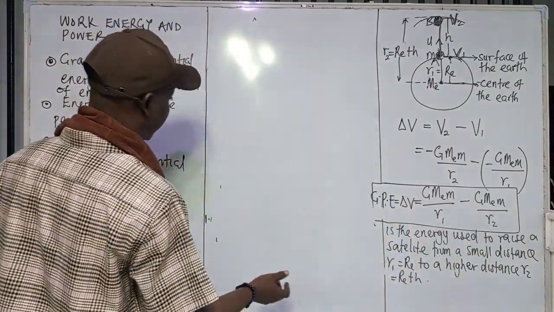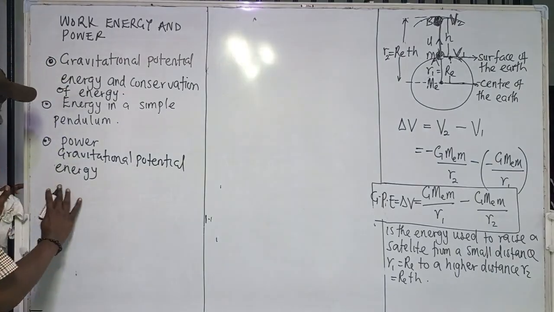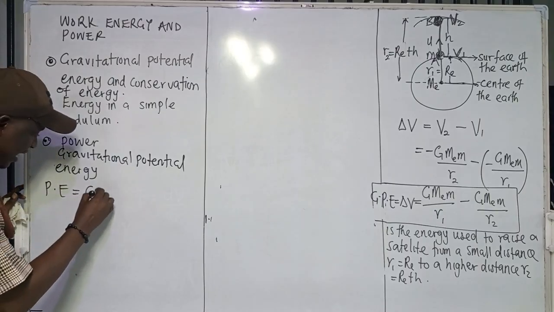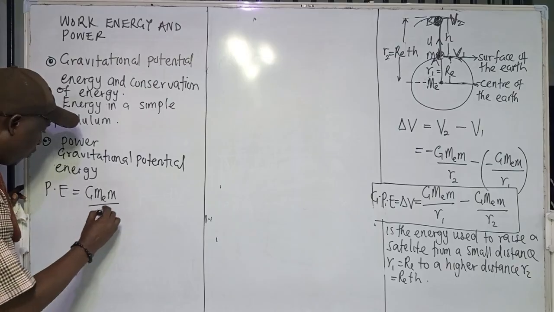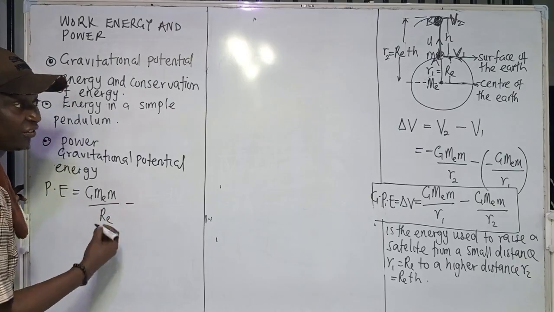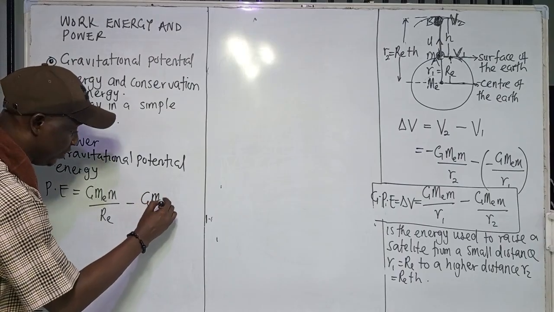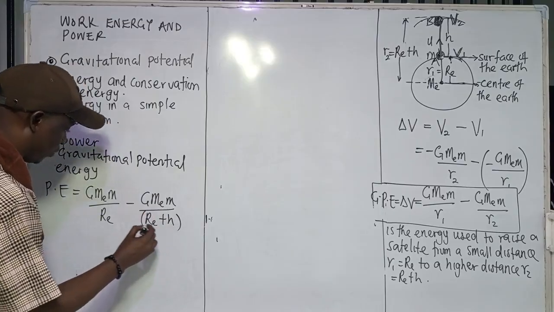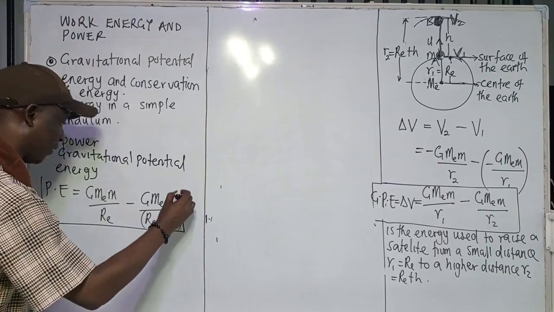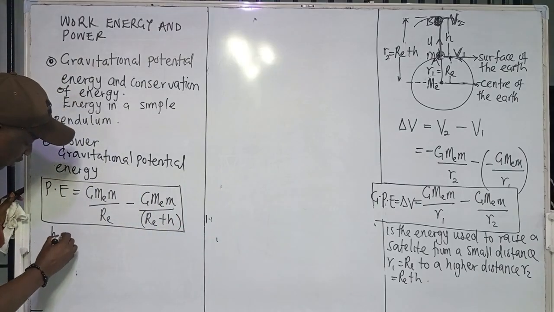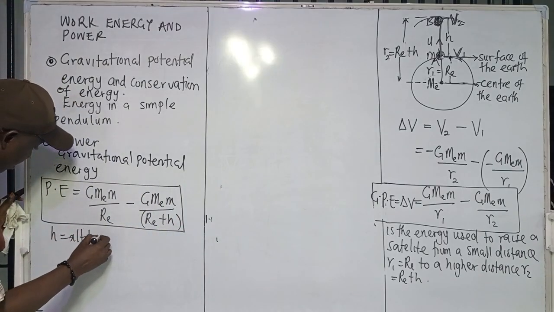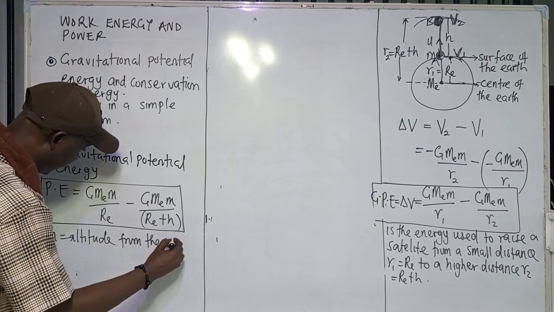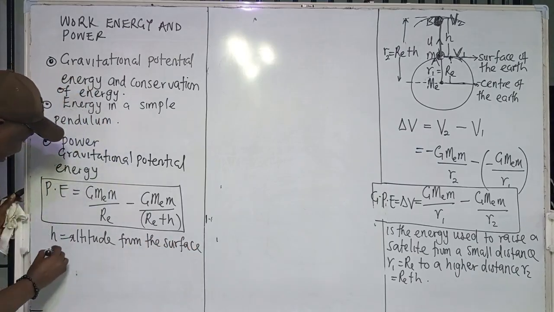Now, sometimes they can write it like this, which is the same thing. Potential energy is equal to G M E M over RE, minus G M E M over RE plus H. You can write it this way. It is the same thing. Please take a look. H is the altitude, that means the height from the surface of the earth.